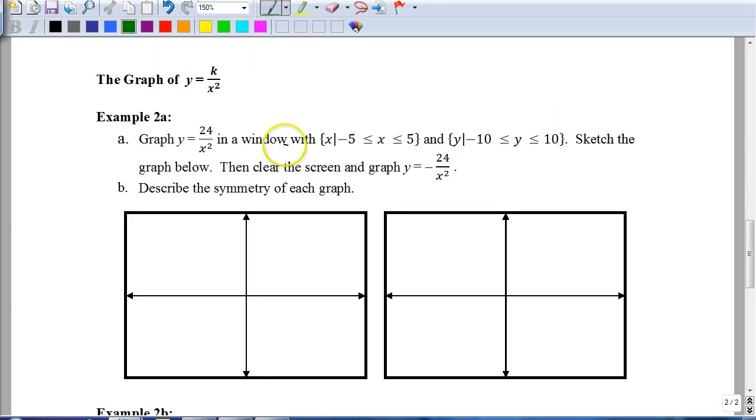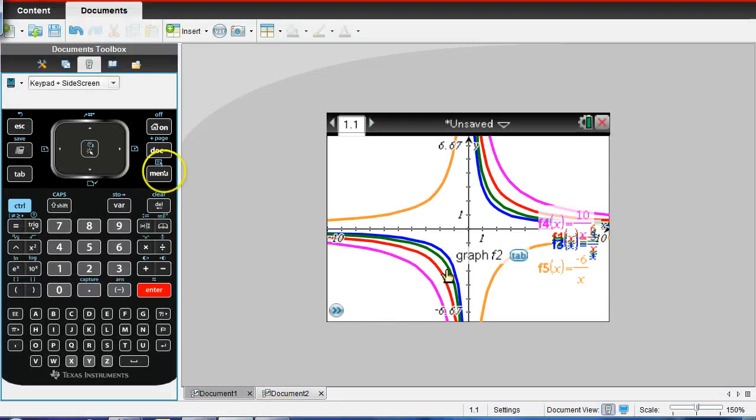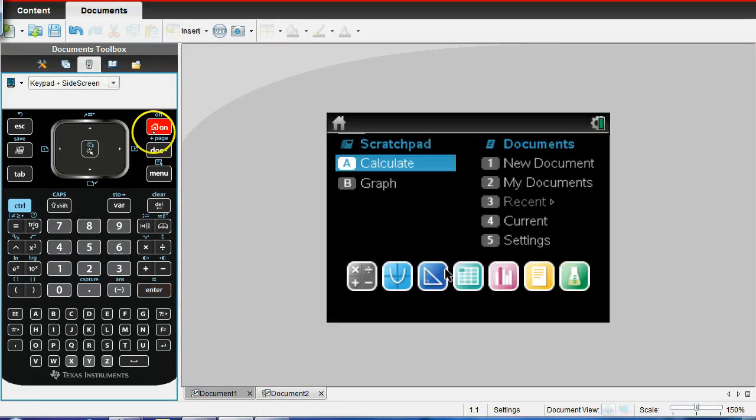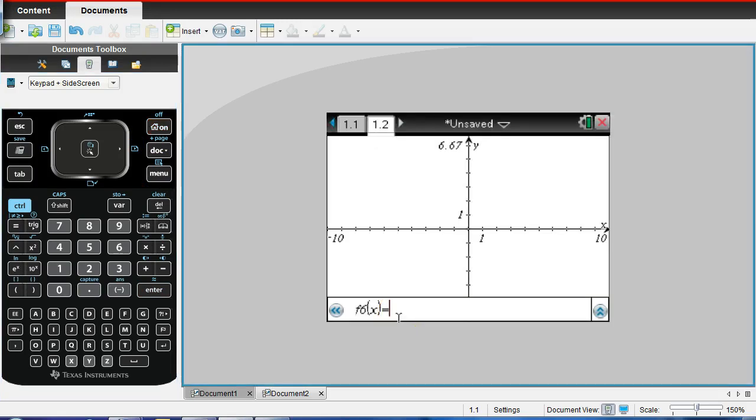Now it says in a window where x goes from -5 to 5 and y goes from -10 to 10. I'm going to show you first how to change our window settings, so that we can see the whole picture they want us to be looking at. Whenever you see something like this in your assignment, we want to change the window settings. First I'm going to go to a new graph. Again, make sure you're not going to Scratchpad. Make sure you're going to that icon on the bottom of your screen.